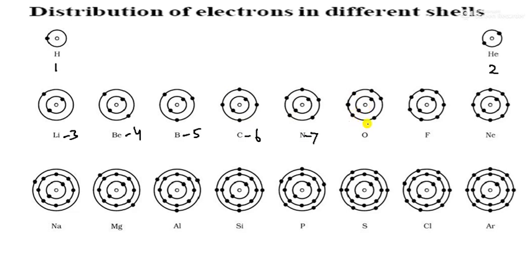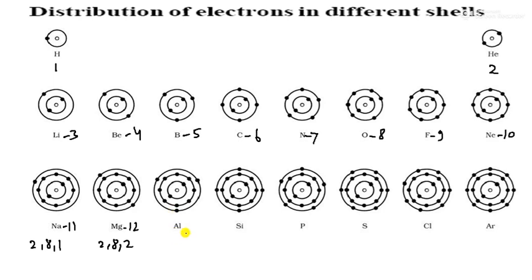Now what about oxygen? Oxygen is 8, so it is 2 and 6, so 6 are outside. Fluorine is 9, so 2 and 7. Neon is 10, so it is 2 and 8. Sodium is 11, so it is 2, 8 and 1. Magnesium is 12, so it is 2, 8 and 2.